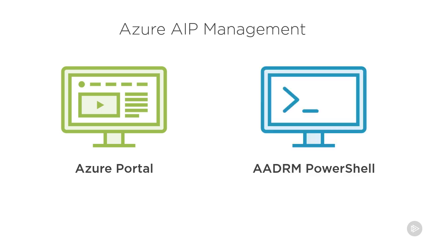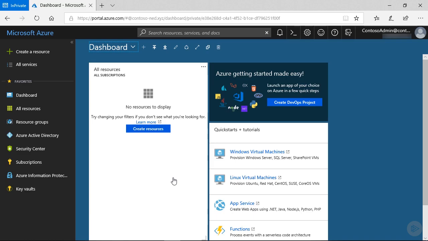There's also a PowerShell module called AADRM, or Azure Active Directory Rights Management. That PowerShell module is specific around rights management type actions, and I'll demonstrate that as well. So let's jump back over to the portal and view some of the items that exist within the Azure Information Protection category.